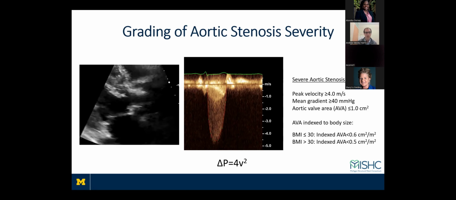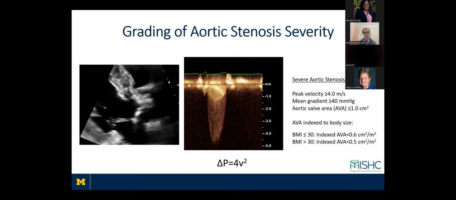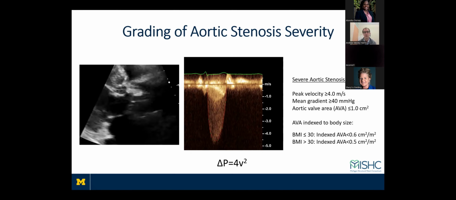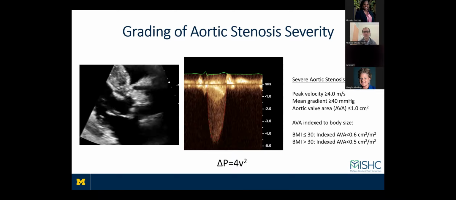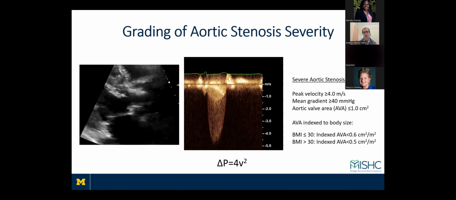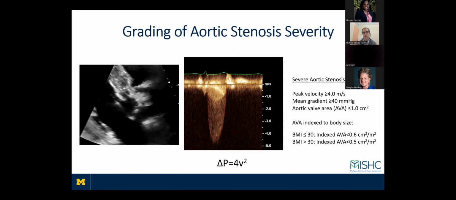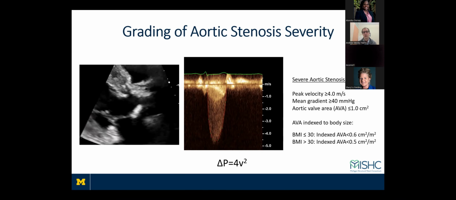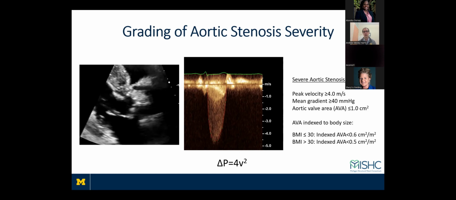So having made our visual assessment, we know that any gradients that we're going to be measuring across the aortic valve are going to be due to valvular stenosis itself, as opposed to other reasons for elevated gradients. And shown here in the middle is a continuous wave Doppler profile, which is showing the speed of blood as it's going through the aortic valve.